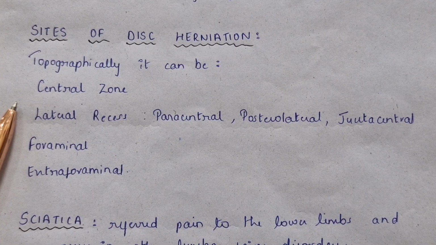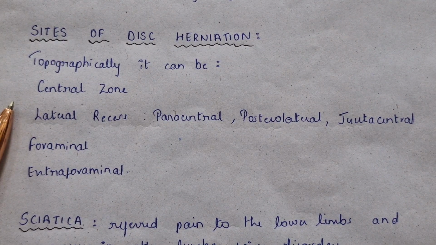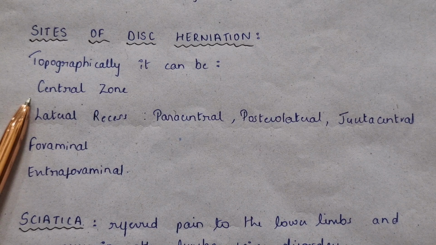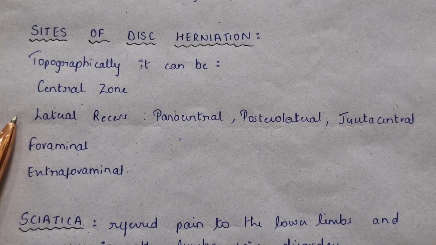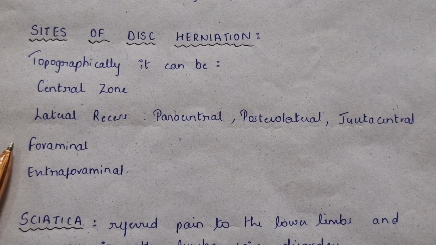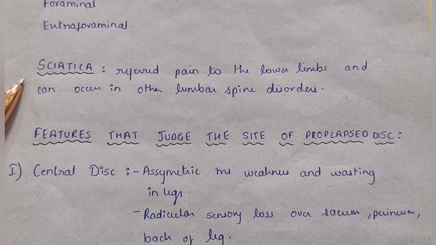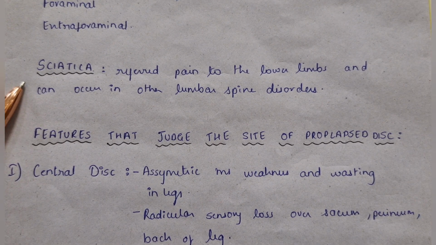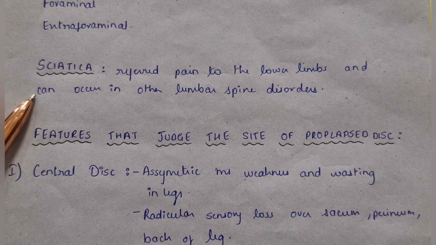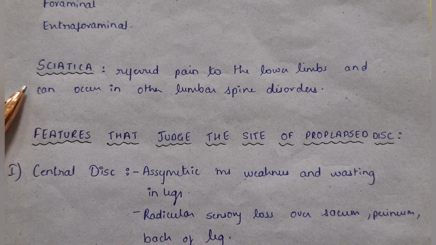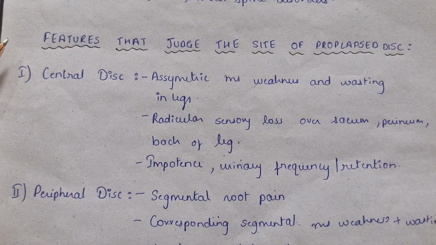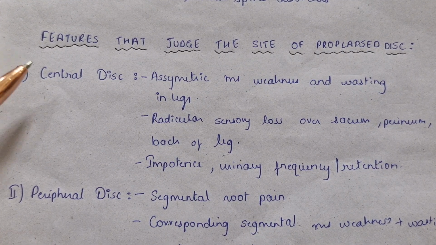Sites of disc herniation. Topographically, it can be a central zone or a lateral recess, paracentral, posterolateral or juxtacentral, foraminal and extraforaminal. Sciatica is referred pain to the lower limbs and can occur in other lumbar spine disorders. Features that judge the site of prolapsed disc.